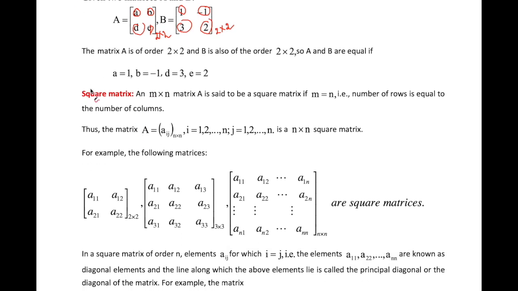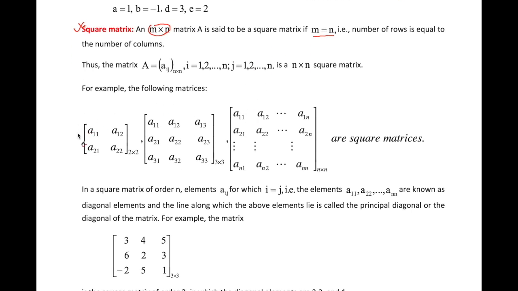Second, square matrix. What is a square? We know a quadrilateral is said to be a square when it has equal sides. So here a matrix is said to be a square matrix when it has equal number of rows and columns. An m by n matrix is said to be a square matrix when m equals n.